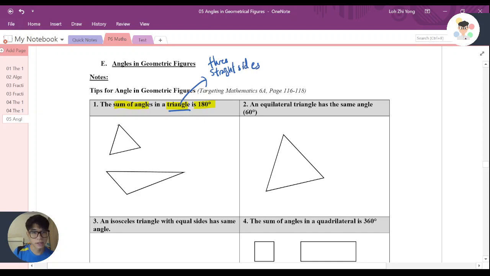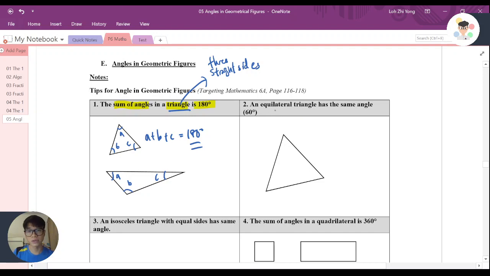As you can see that either is equilateral or is not an equilateral triangle, that is all fine as long as it's three sides and all the angles add up together. Example, here A, here B, here C. A plus B plus C will be 180 degree. Also the same, if here is A, here is B, here is C, add up in total will also be 180 degree.